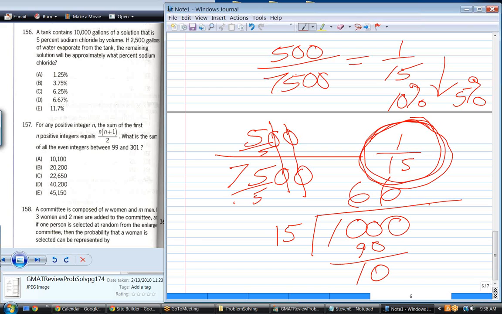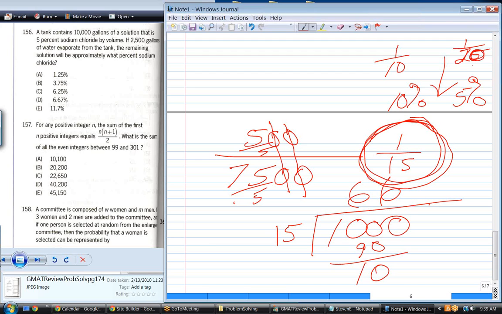5% is 1/20th. In other words, when I'm doing the problem, I want to know my ballpark right away. So if I'm trying to figure out what percent 1/15th is, and I know what 1/20th is and 1/10th, then I know 1/15th has to lie in the middle. It has to be between 10% and 5%.